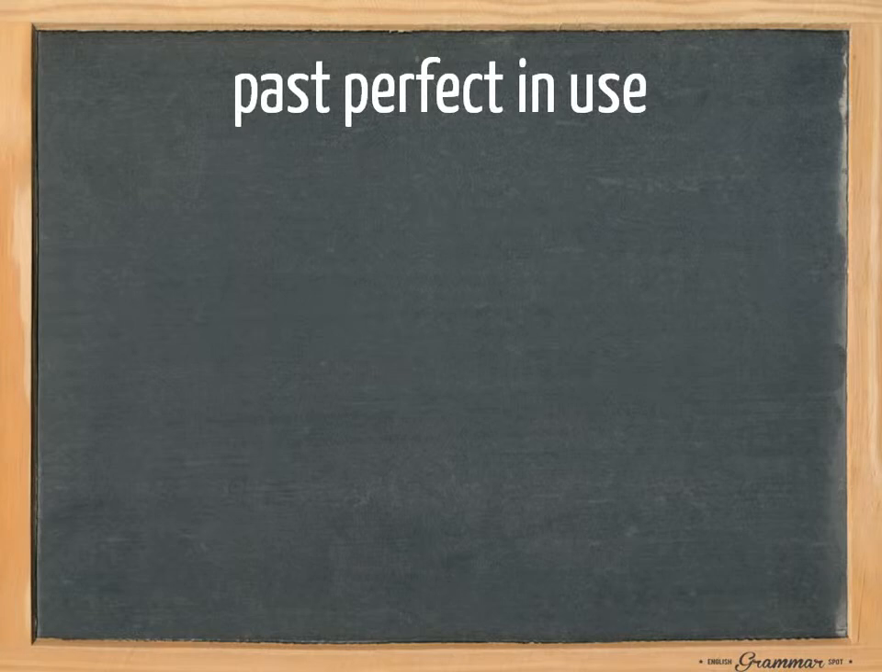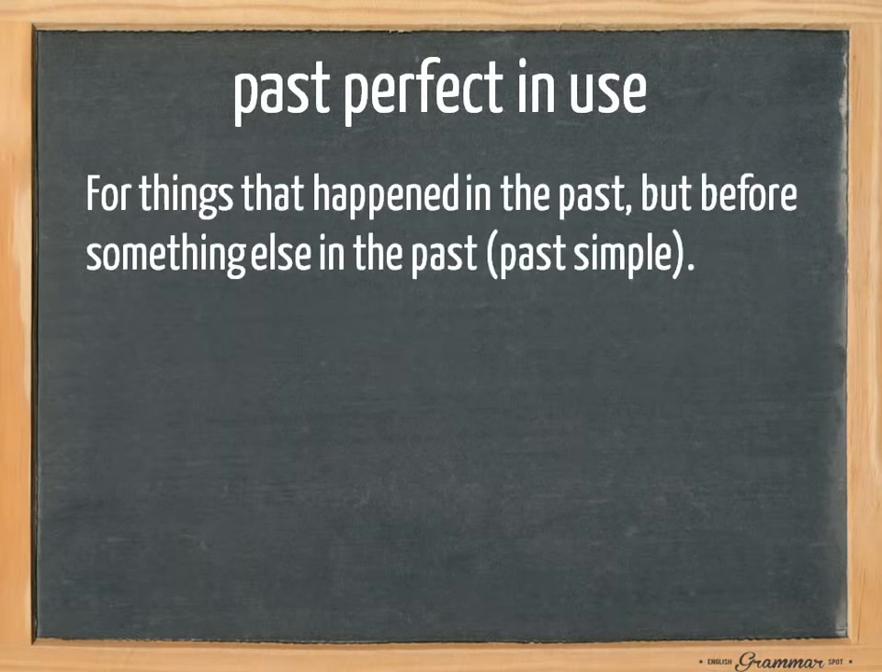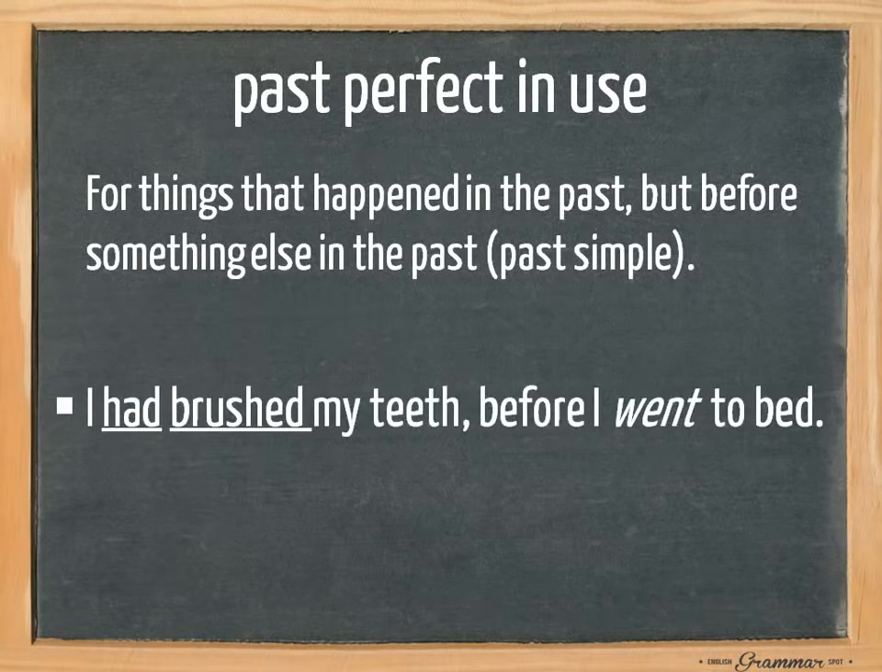Now let's have a look at when we use a past perfect. We use a past perfect for things that happened in the past but before something else in the past. So we use it to coordinate the past. We have two things happening in the past, and the past perfect happened at the furthest point in the past. For example, I had brushed my teeth before I went to bed.